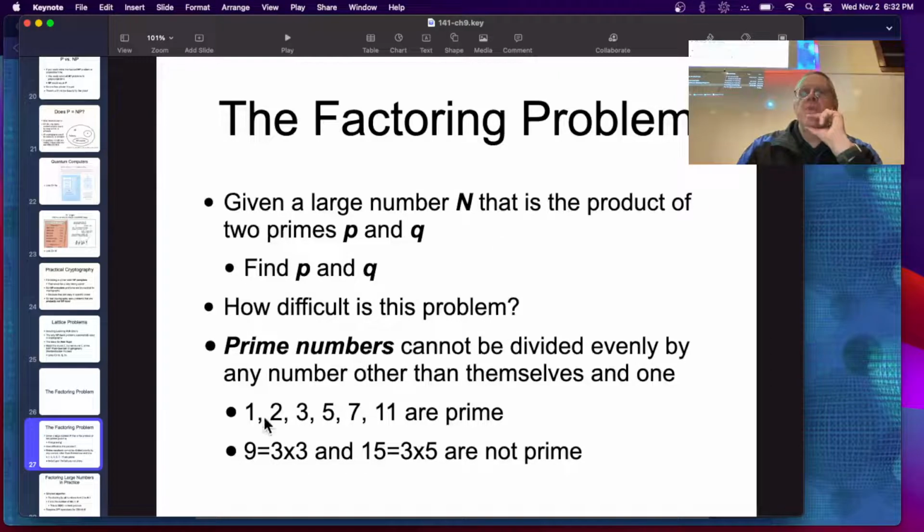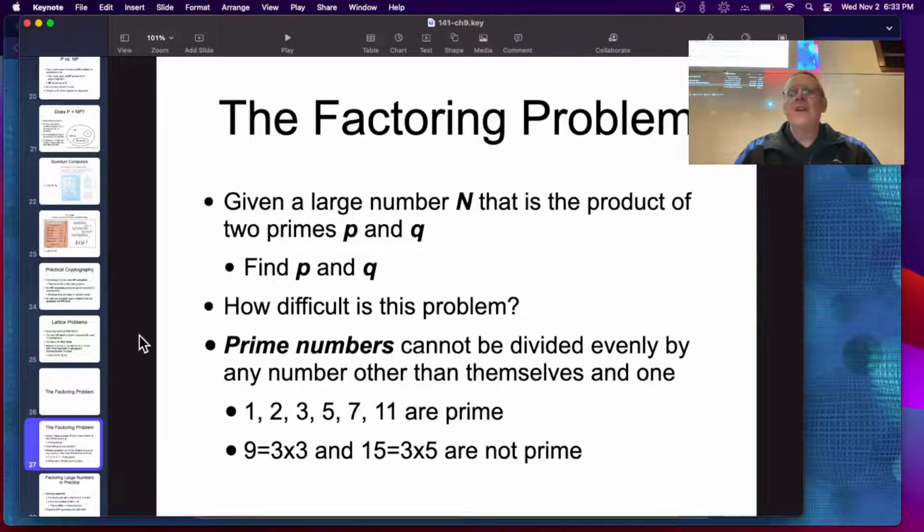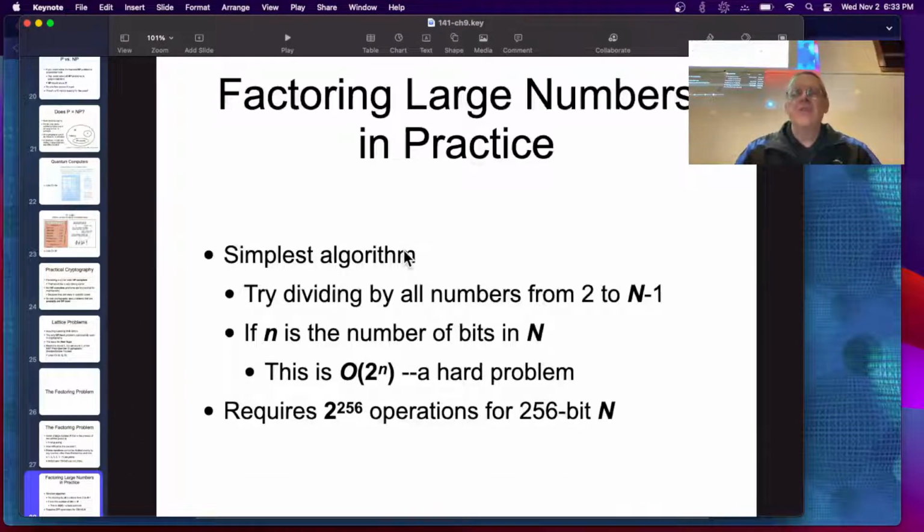Now the prime numbers are the numbers that cannot be divided evenly by any number other than themselves and 1. So 1, 2, 3, 5, 7, and 11 are prime. 9 and 15 are not prime. They're composed of smaller numbers. So if you wanted to solve this problem, the simplest algorithm would be to just try dividing it by all the numbers up to n minus 1 and see if any of them divide evenly. This will, of course, work, but that would take 2 to the n calculations.